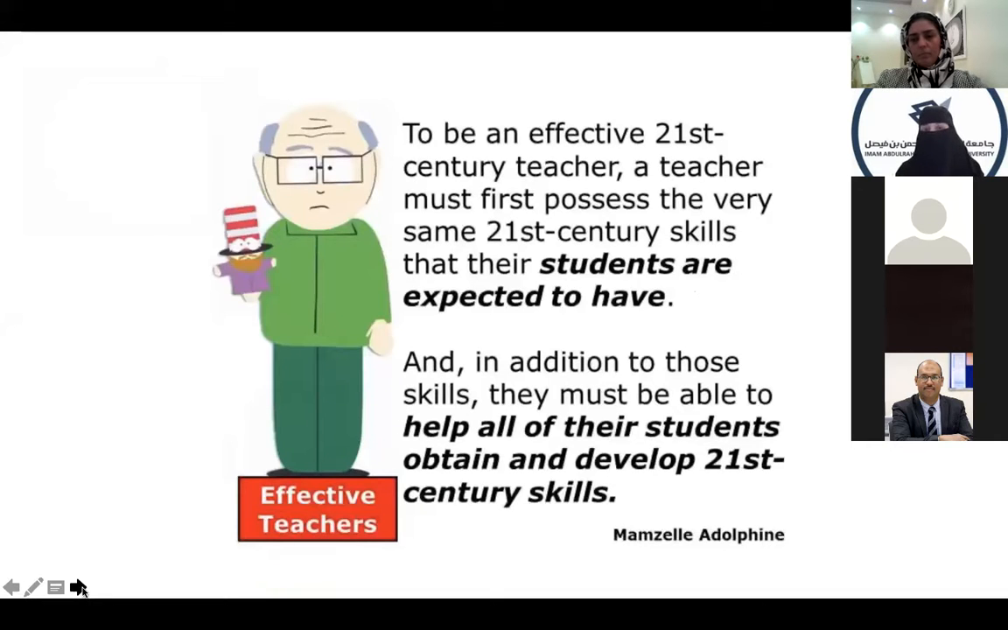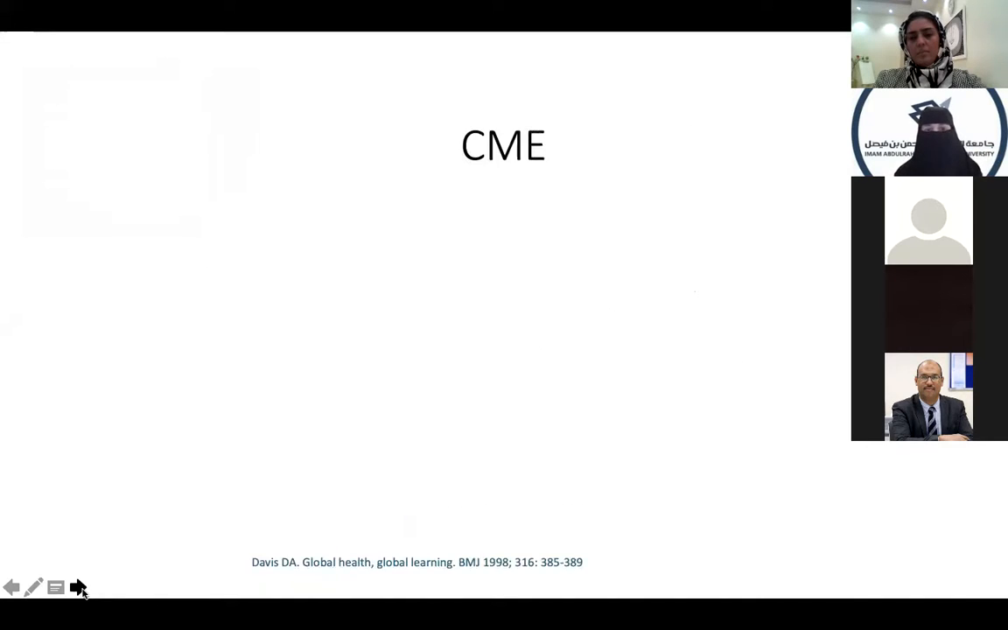Right, so the issue is that it is a tough job. The teacher of the 21st century has to acquire the skills that he wants his students to have. And at the same time, he has to acquire skills on how to teach those skills. So it's like double jeopardy, and it's not an easy job. So faculty development is really very tough and challenging.